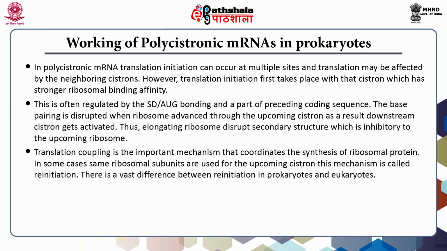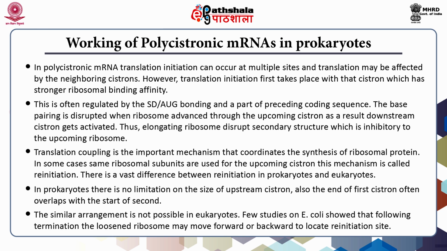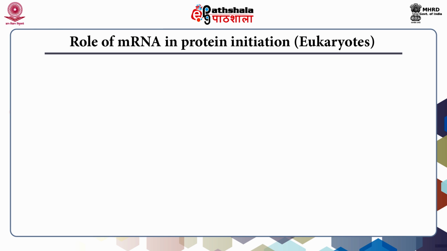There is a vast difference between reinitiation in prokaryotes and eukaryotes. In prokaryotes, there is no limitation on the size of upstream cistrons, and also the end of the first cistron often overlaps with the start of the second. A similar arrangement is not possible in eukaryotes. Few studies on E. coli showed that following termination, the loosened ribosome may move forward or backward to locate the reinitiation site. The role of mRNA in protein initiation in eukaryotes is different from prokaryotes.